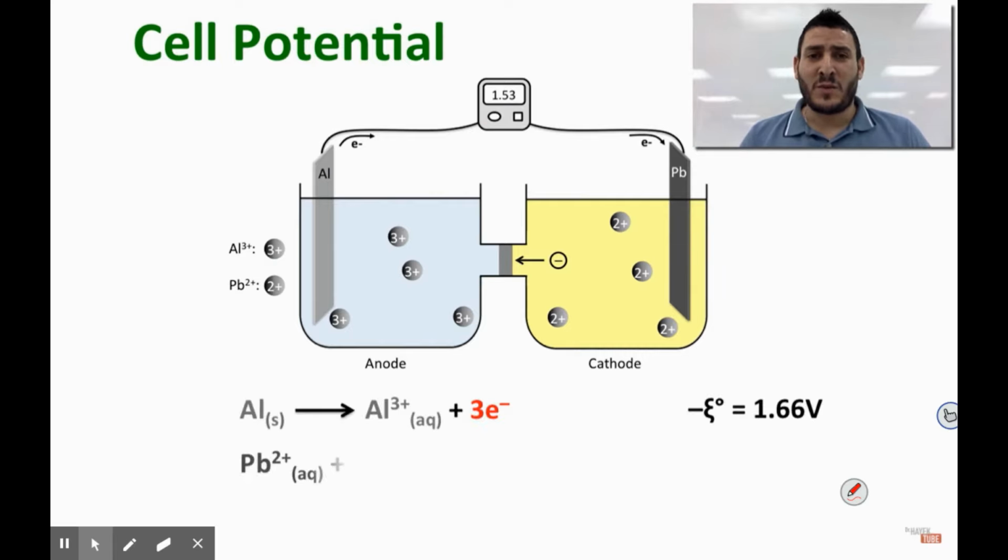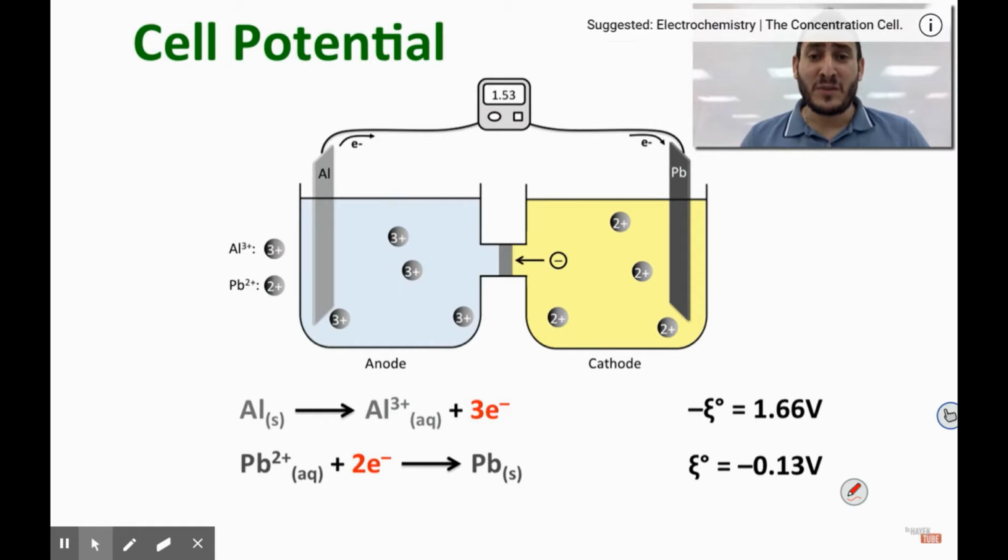Take the corresponding half equations from the table, then flip the aluminum half equation because it's an oxidation and it's happening at the anode. And when we flip the half equation, we reverse the sign of the standard reduction potential. Therefore, it's negative E0, which is equal to 1.66.